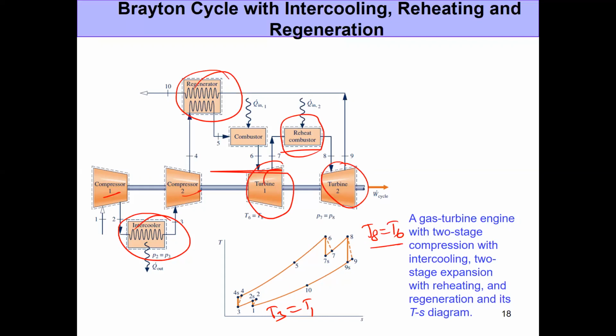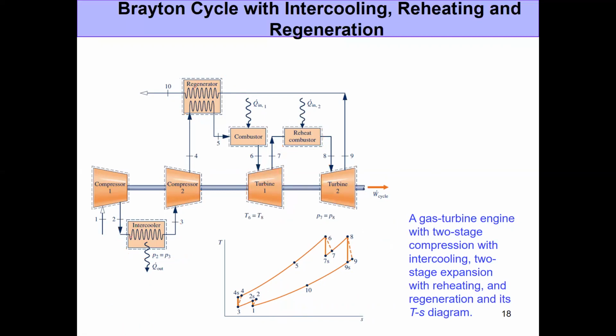Now, we said we need to have two-stage compression and two-stage expansion. The question here is, what should be the intermediate pressure? What should be the pressure of the intercooler, for example? What should be the value of P2 and P3? What should be the value of P7 and P8? P7 is equal to P8, but what should be the value of P7?